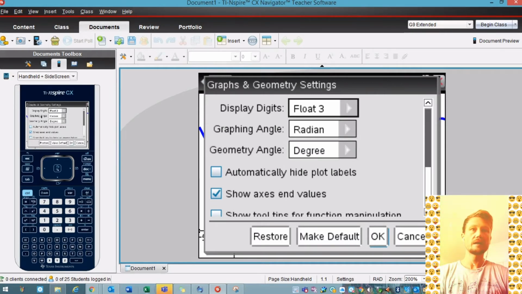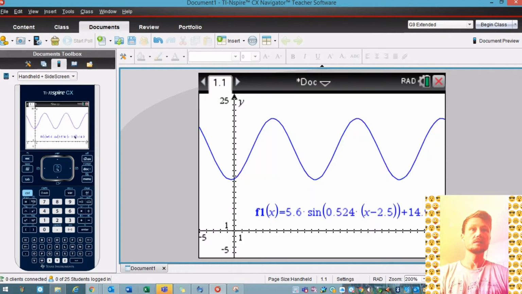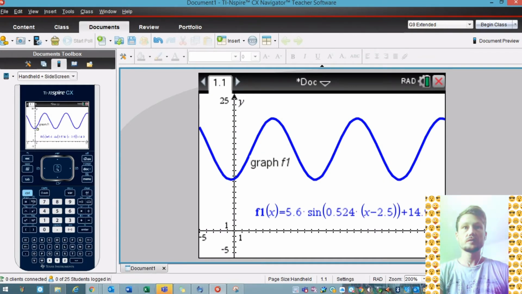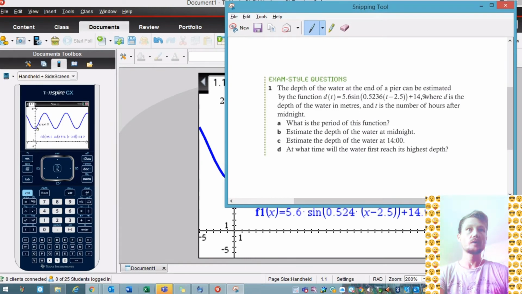If you don't have that in radians, it's not going to come out nice for you. So you want your graphing angle in radians. So there we go. Now I can analyze my graph. So if I think about the question, well, what is the period of this function?